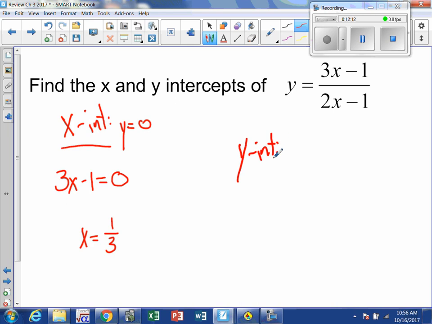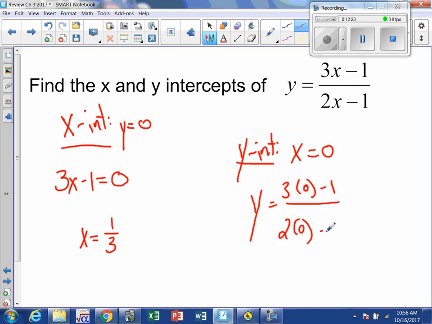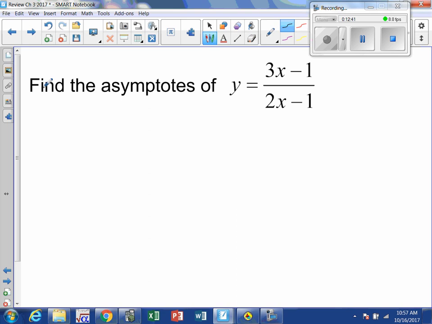For my y-intercept, x is 0. So I plug in 0 for x, and 0 times anything is 0. So what happens is these get erased, and I get negative 1 over negative 1, which is 1. So my x-intercept is 1/3. My y-intercept is 1. Now it also asks here for the asymptotes.